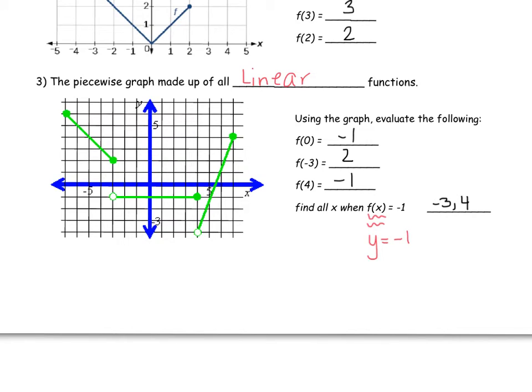Now, do we do a bracket, open parenthesis? Since it's an open circle here, we're going to put a parenthesis. And since it's a bracket, a closed circle, we're going to put a bracket. Okay, moving on to the next page.